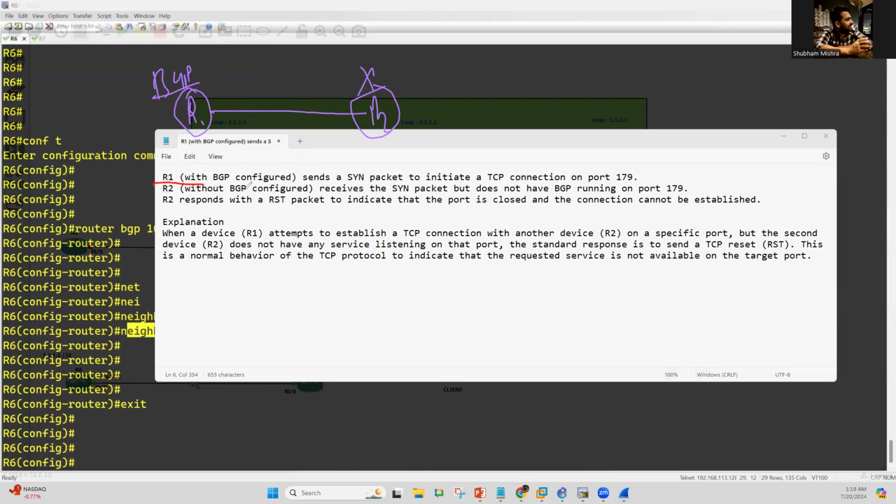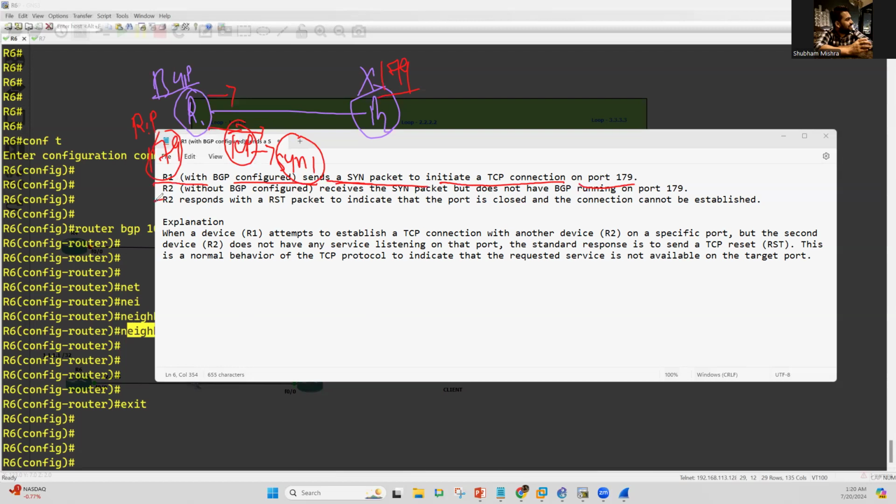See here, R1 with BGP configured. I told you, when you configure BGP or write the neighbor command, immediately R1 starts sending which packet? TCP packet. And in this TCP packet, R1 is enabling which flag bit? SYN flag bit. Yes or no? R1 is sending the SYN packet to initiate the TCP connection on port number 179. It is initiating, so it will use a random port number, but the destination port number will be 179.